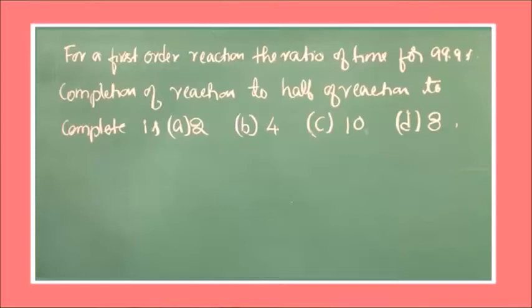The next question: for a first order reaction, the ratio of time for 99.9% completion of reaction to half-life of a reaction is A) 2, B) 4, C) 10 and D) 8. The reaction is of first order.